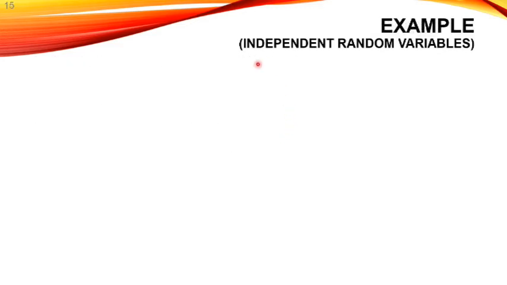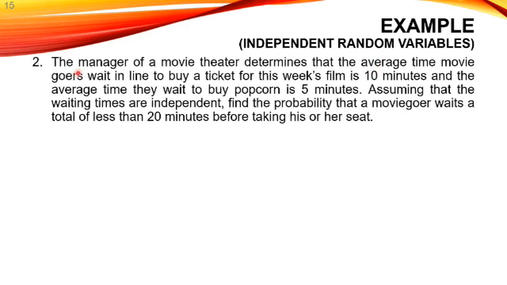Another example, with independent random variables. The manager of a movie theater determines that the average time moviegoers will wait in line to buy a ticket for this week's film is 10 minutes, and the average time they wait to buy popcorn is 5 minutes. Assuming that the waiting times are independent, find the probability that a moviegoer waits a total of less than 20 minutes before taking his or her seat.